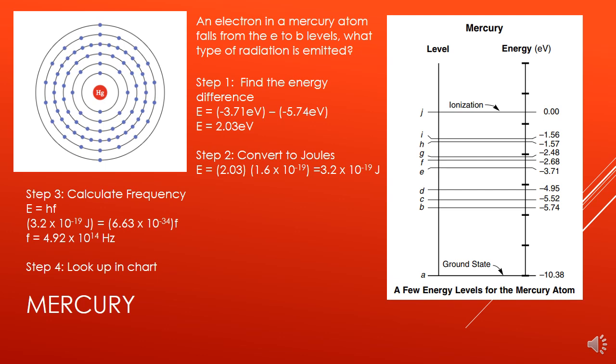So step 1, find the energy difference. I'm going to subtract those two. Step 2, convert to joules. So I'm going to multiply the answer by the conversion factor. Step 3, calculate the frequency. I'm going to use E equals hf and solve it for f. So I get this final frequency. Step 4 is to look up that frequency in the chart.